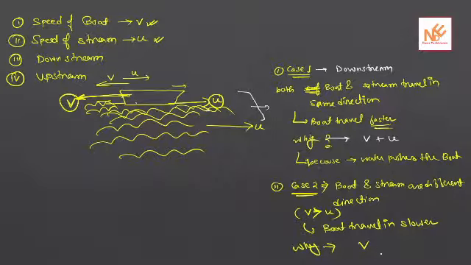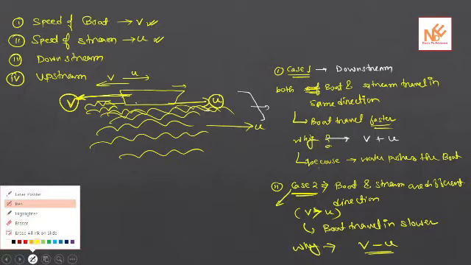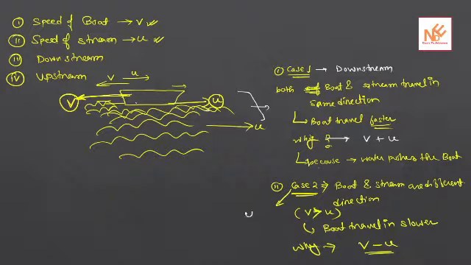So the speed becomes v minus u. And this case is known as upstream. Okay, it is clear. Let us conclude.